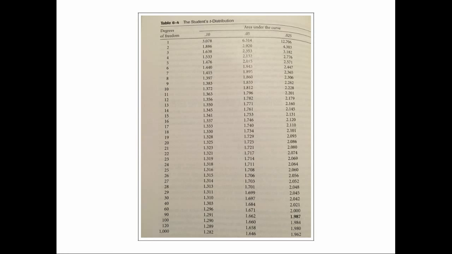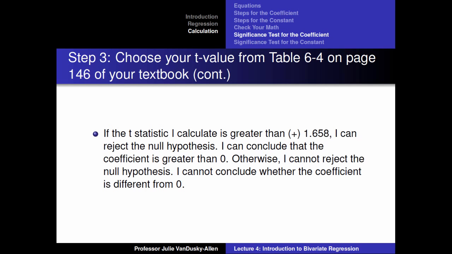When I look at the t-table and look for the t-score that intersects the 120 row and the 0.05 column, the t-value turns out to be 1.658. So I insert this value into my decision rule template. If the t-statistic I calculate is greater than 1.658, I can reject the null hypothesis. I can conclude that the coefficient is greater than 0. Otherwise, I cannot reject the null hypothesis. I cannot conclude whether the coefficient is different from 0.